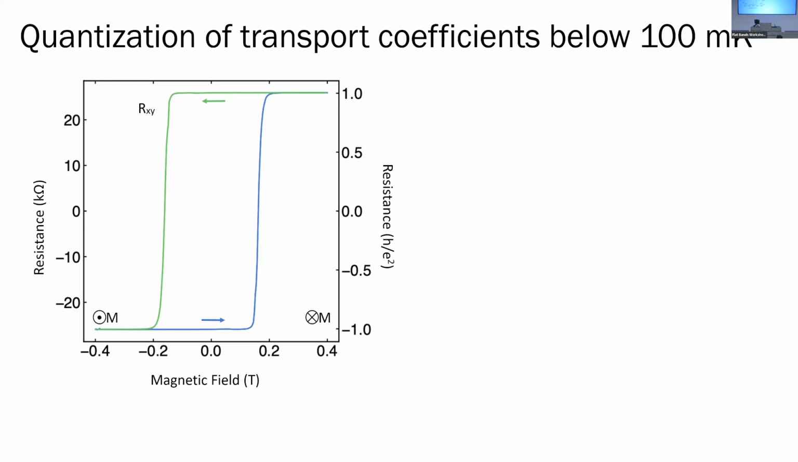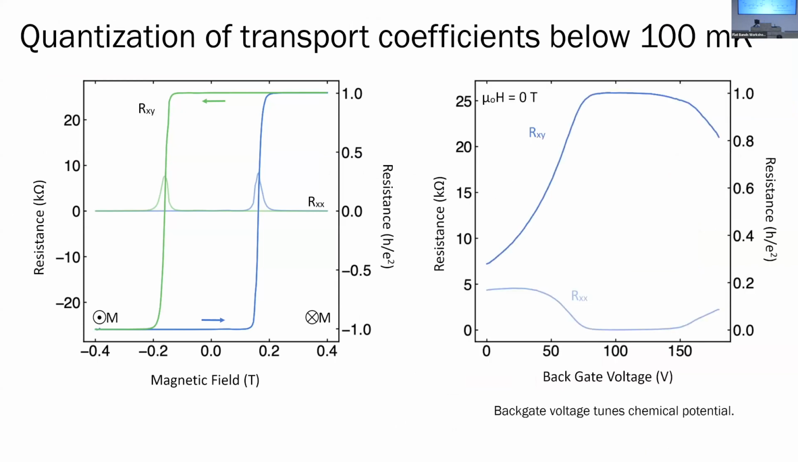But all right, so here's some transport on the sample. Below 100 millikelvin, we get a quite nice quantization of RXY, while at the same time RXX drops to very low values. This is at a specific gate voltage. We can gate the sample using a backgate and then discover where in backgate voltage space we actually have the quantum anomalous Hall regime, and that would be this plateau and the corresponding plateau in RXX down here.